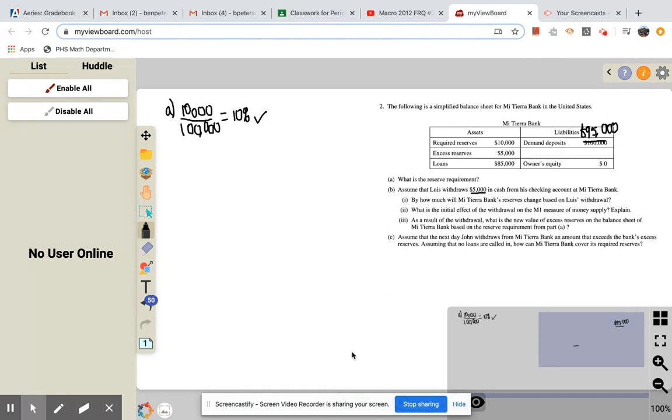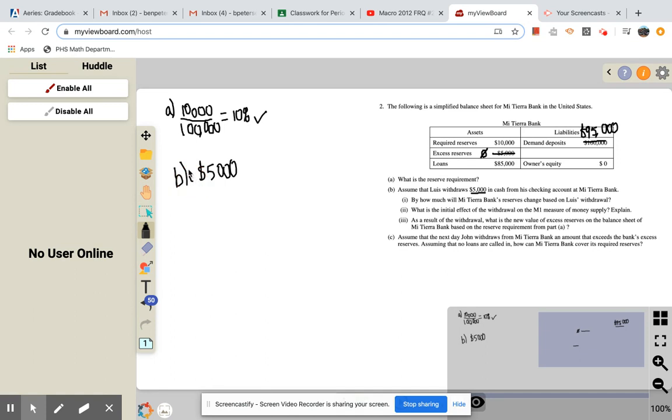Now, you may be thinking, well, these things need to balance. So what do we do to the asset side to keep these things balanced? Well, that $5,000 comes right from here. That's $5,000 that they had in excess reserves that has now been loaned out to Luis. So currently in excess reserves, and this is going to change in just a minute, let's just say it's zero for the time being. So by how much will Tierra's reserves change based on Luis's withdrawal? They're going to change by $5,000. It's just that simple. It's a change of $5,000 because Luis just came and took out his $5,000.